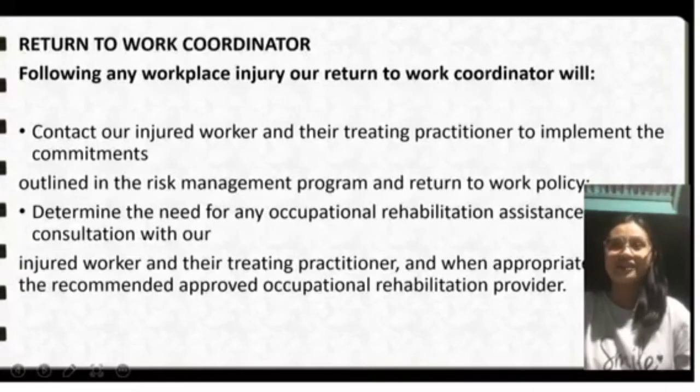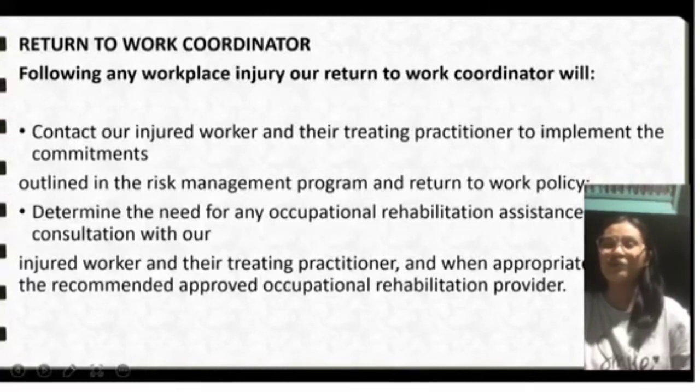My report is part of the Occupational Rehabilitation Program. Return to Work Coordinator. Following any workplace injury, the return to work coordinator will contact our injured worker and their treating practitioner to implement the commitments.